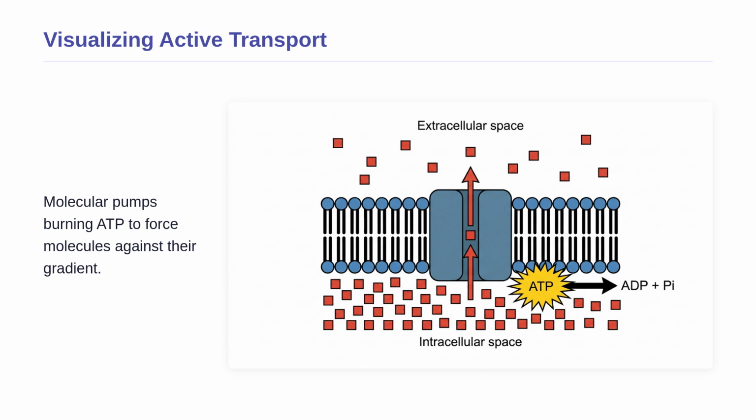Crucially, look at the energy symbol next to the pump. It shows ATP being broken down into ADP and phosphate. This visualizes the exact energy expenditure, the thousands of joules we just calculated being burned to push those molecules against the natural flow of the universe.